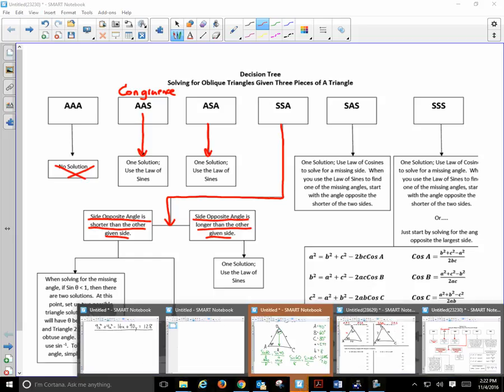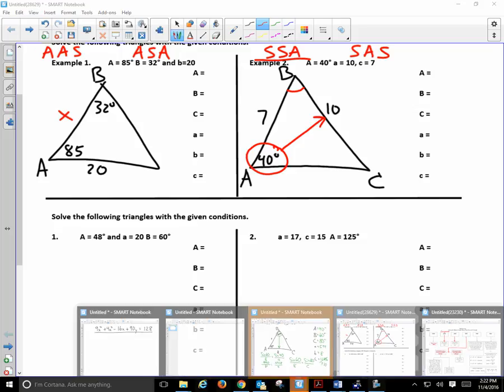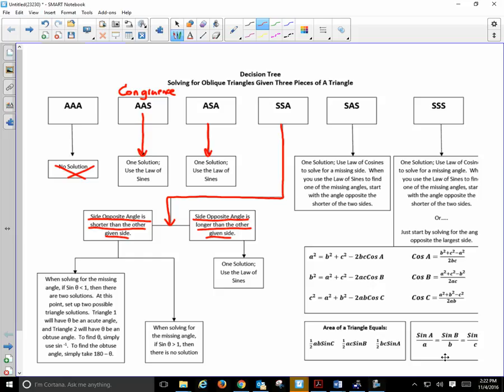So let's look here. Is the side opposite my angle longer than the other given side, or is it shorter? It's longer than the other given side. And by the way, this is the sheet of notes that you get on the test. If it's longer than the other given side, there is just one solution. So today, this is where we will live. We are going to look at cases where the opposite side is longer than the other given side, and we will have just one solution.